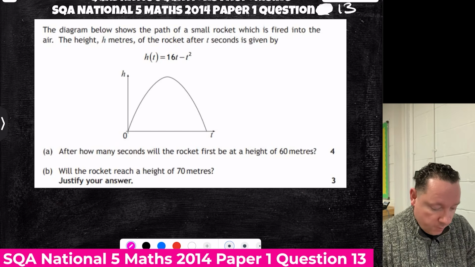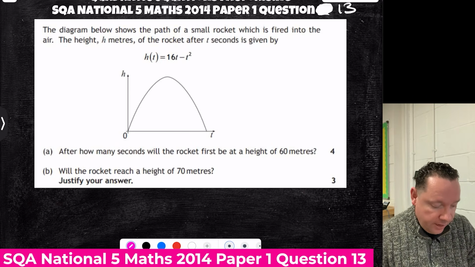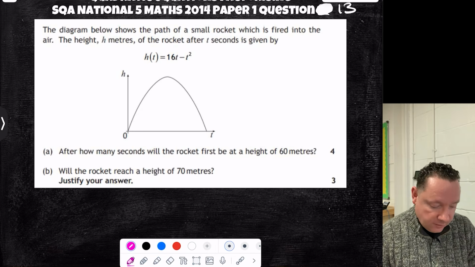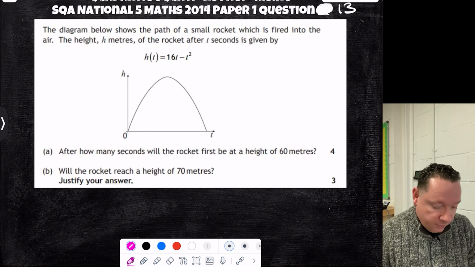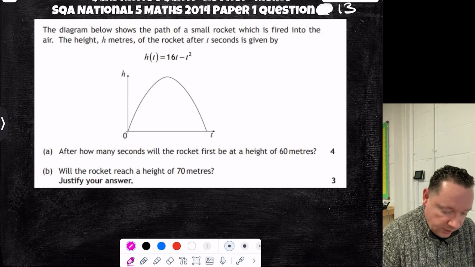The diagram below shows the path of a small rocket which is fired into the air. The height h of the rocket after t seconds is given by 16t minus t squared, which is a quadratic, and you can clearly see a parabola there. After how many seconds will the rocket first be at a height of 60 meters?